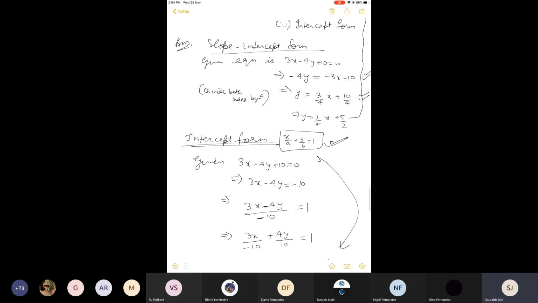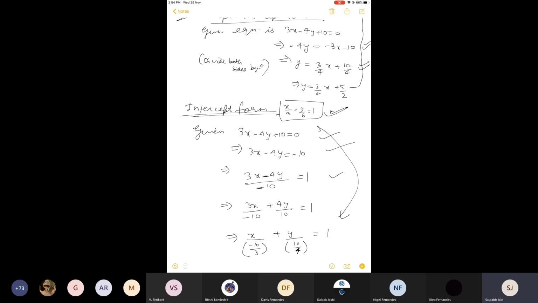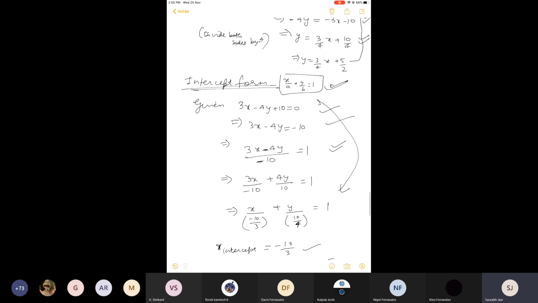What about the intercept form? In intercept form, you first shift the constant term to the right hand side. After that, you divide the whole equation by that constant only. Then you split the left hand side in two terms.